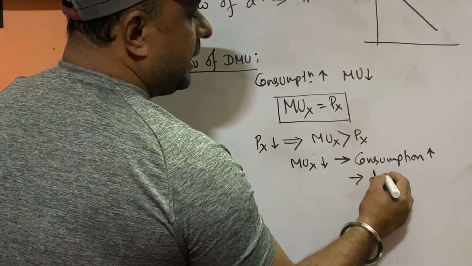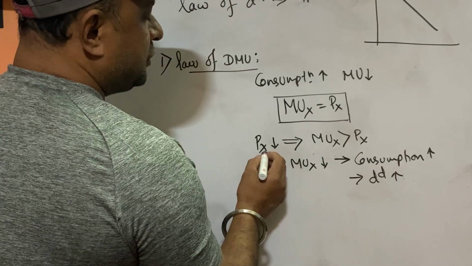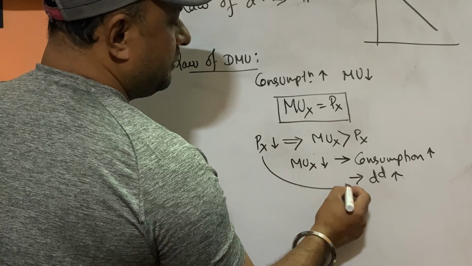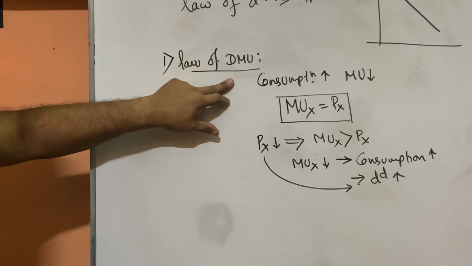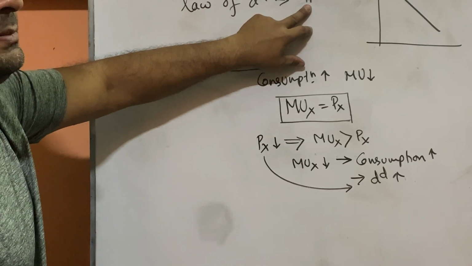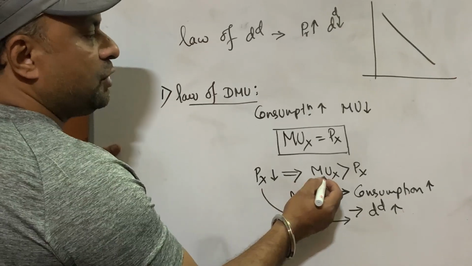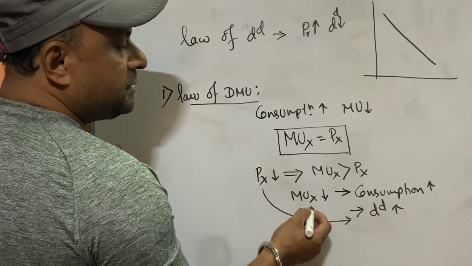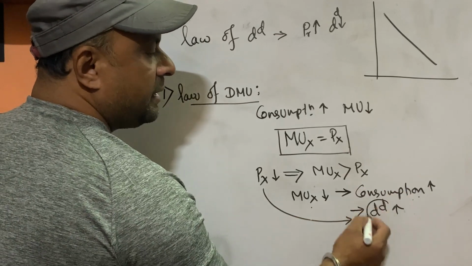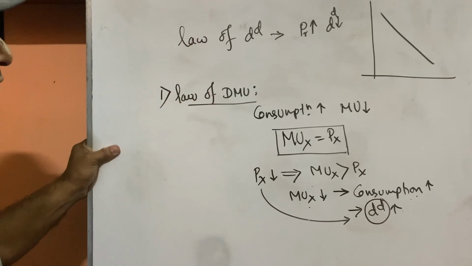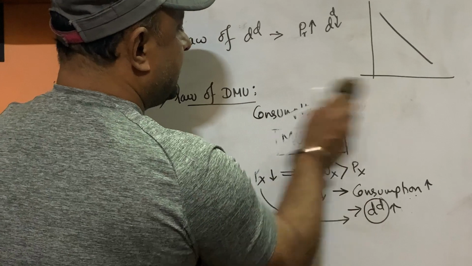Increase in consumption means what? He is increasing the demand of the good, demand of X. Means what? If the price of a good decreases, demand of the good also increases. This is the law of DMU. Based on that, we can prove that with the fall in the price, demand rises, and vice versa. Here, due to the fall in the price, MUX becomes more than PX. To reduce the MUX, he has to increase the consumption of X. Increase in consumption means demand of the good rises. So when price falls, demand rises. This is the first explanation.